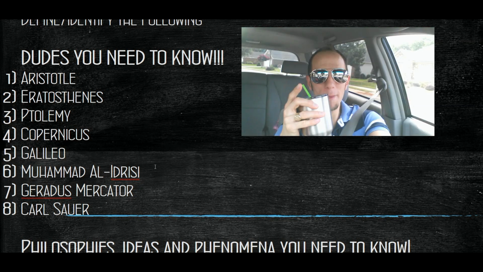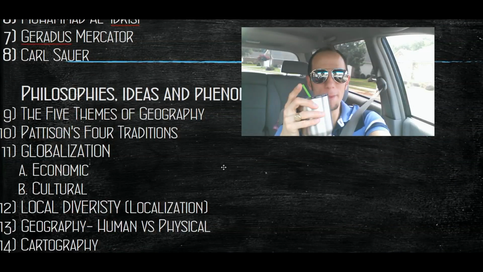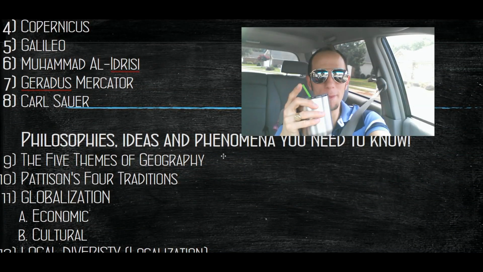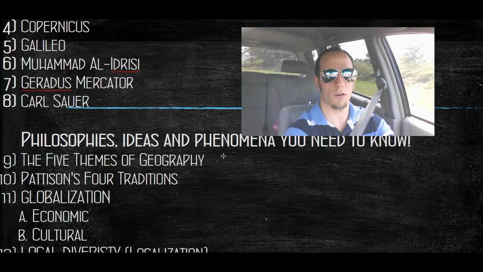Muhammad al-Idrisi, which I'm sure I probably just mispronounced, was an Arabic geographer. One of the things that al-Idrisi does is he comes up with an atlas. He creates an atlas of the Earth and of basically the known world.